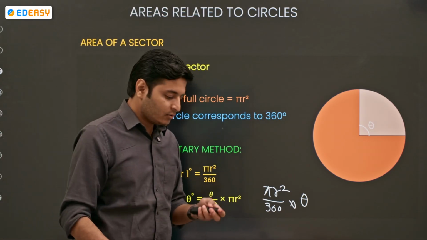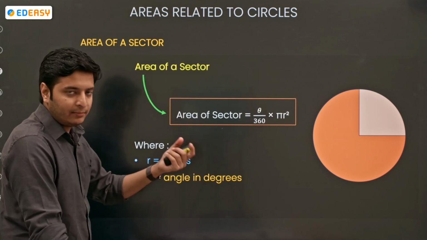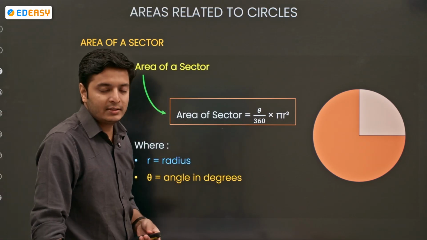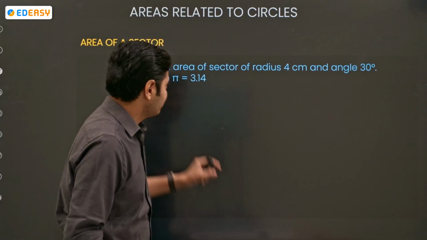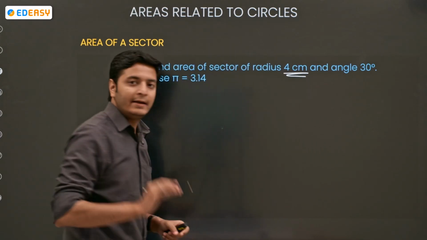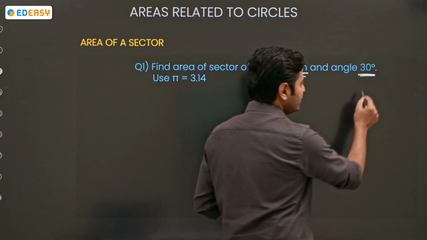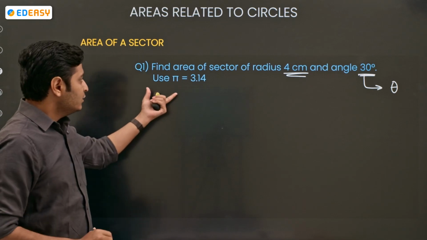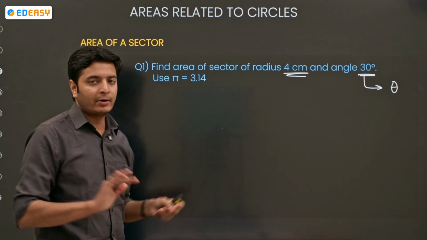Now let's try this knowledge using one example. Area of sector, again the same formula we are going to apply, where r is the radius and theta is the angle in degrees. Now in this problem, we need to find the area of a sector of radius 4 centimeter. So what is given? The radius value is 4 centimeter and the angle is 30 degrees. What is this 30 degrees actually? Theta. We need to use the value of pi as 3.14, so that is given to us.